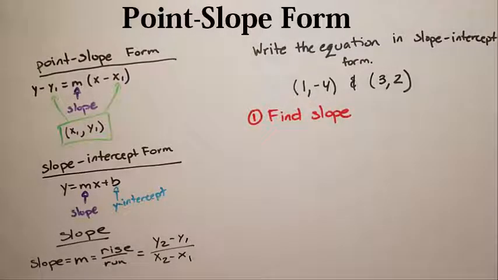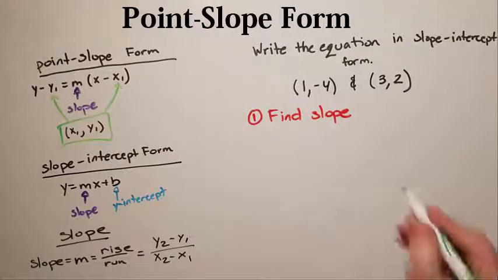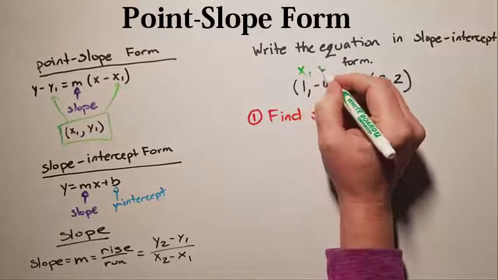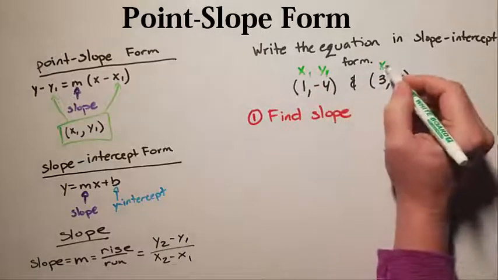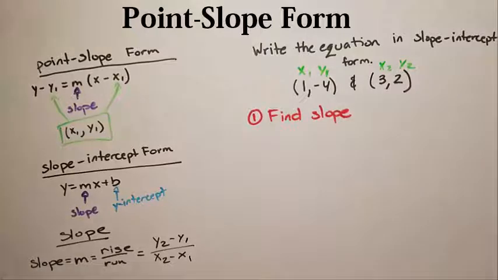So if I'm going to find slope, the first thing I need to do is I need to identify my x1, y1s so I could actually do the equation. So coming up here, let's do x1, y1. We'll do this x2, y2.